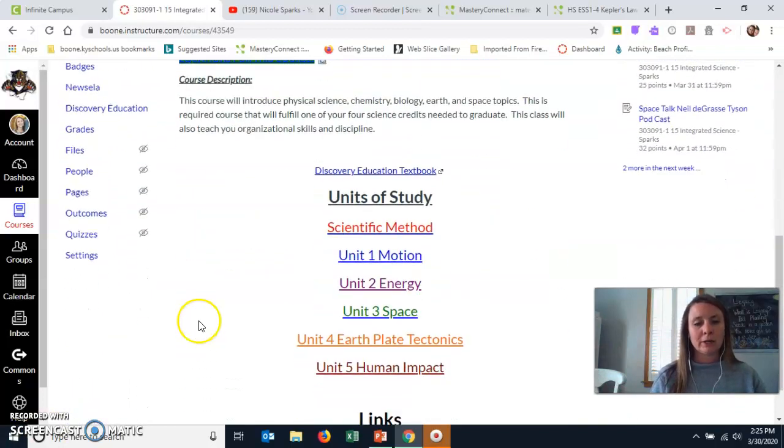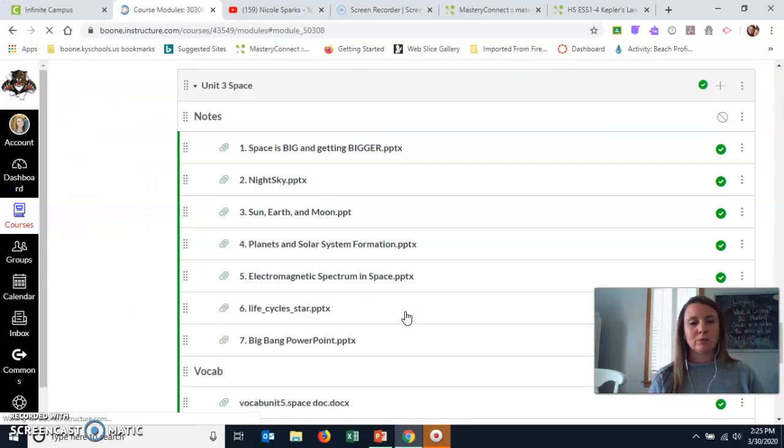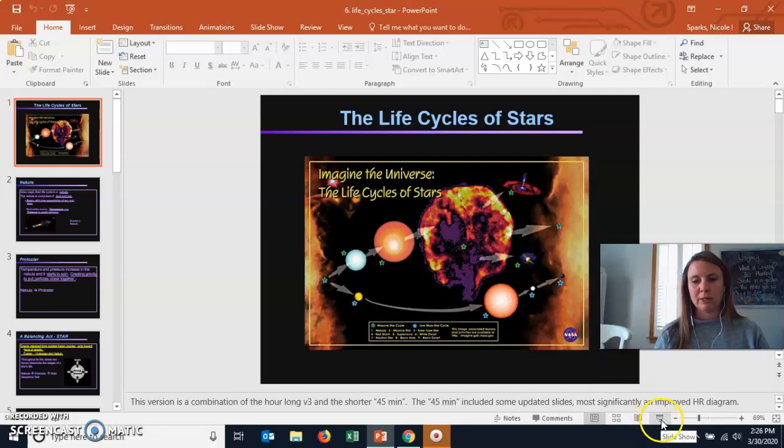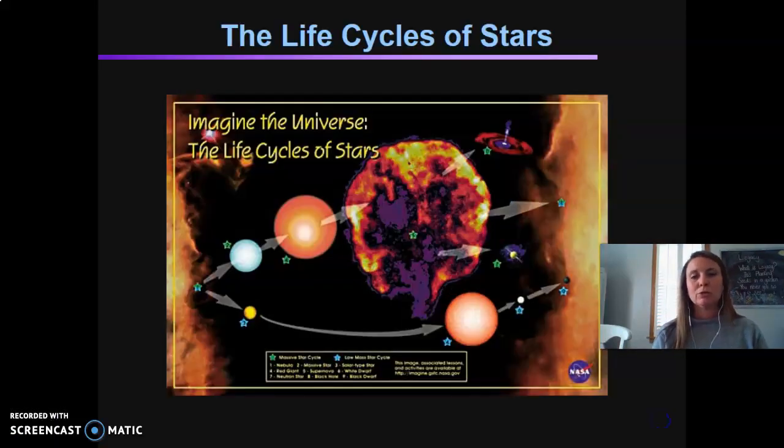So in our Canvas course, you're going to want to pop on down to the space unit. And we are jumping down to the notes that say life cycle of a star. So go ahead and click that. I already pulled mine up though, so I'm just going to pull it up here for us and make it bigger. So, life cycles of a star.